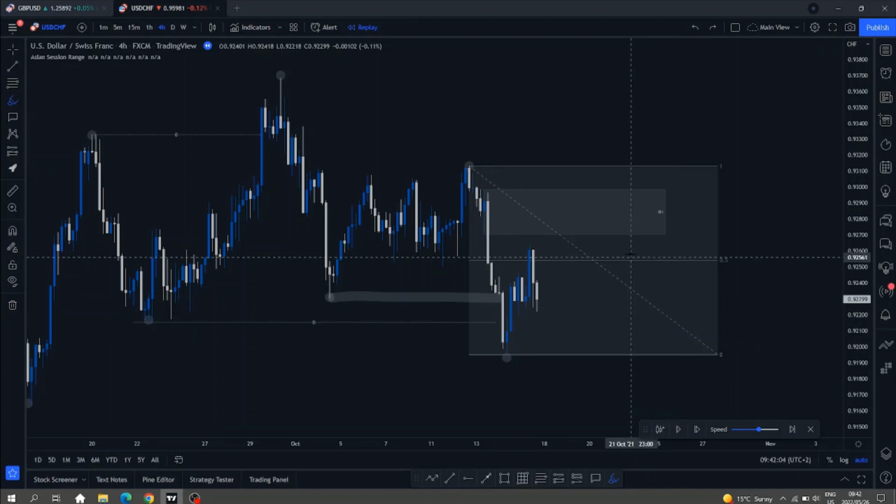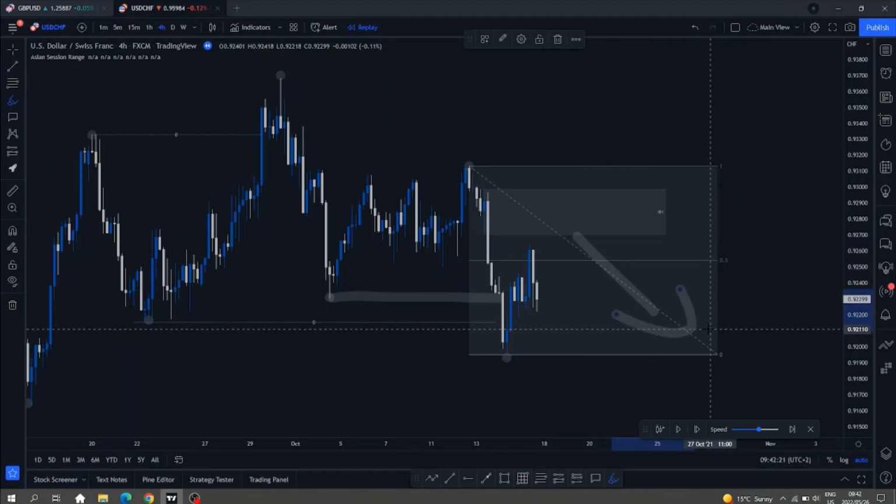So all we can do is identify this particular 4-hour area as high probability, but realize that price does not need to get here. It's just an extra confluence that we're adding to get involved in really high probability setups to increase our strike rate, right? To increase our win rate.